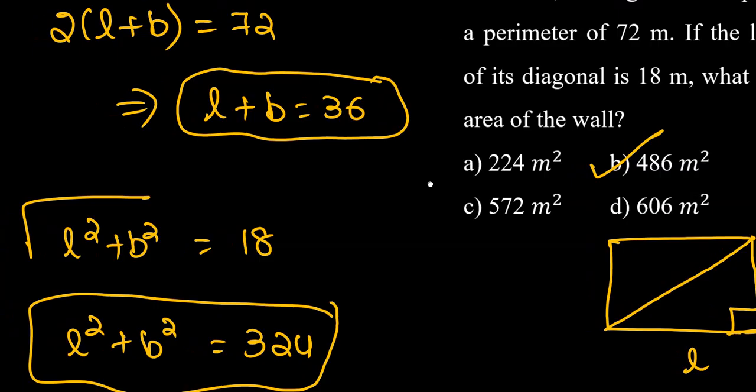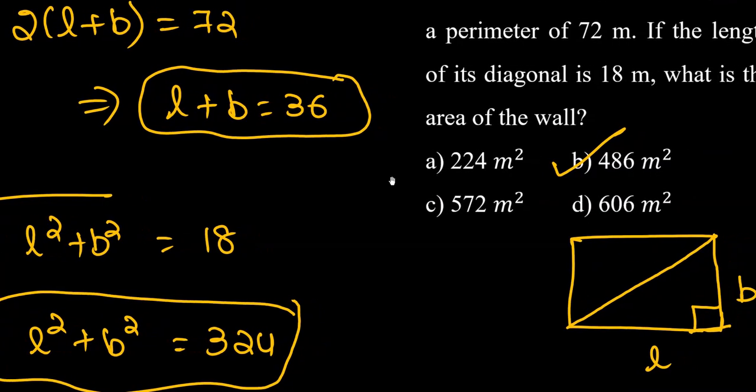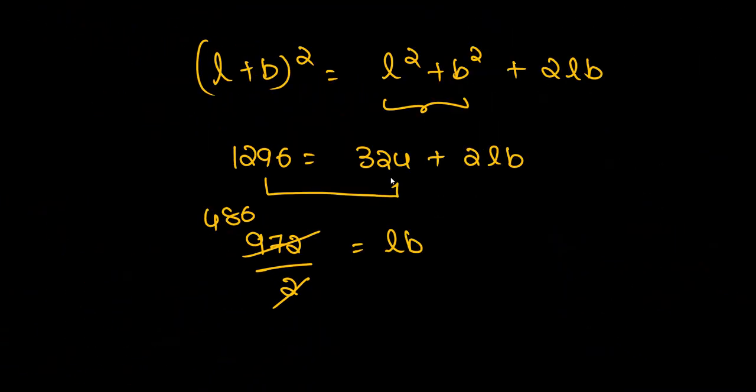L plus B is there, L square plus B square is there. We have to simplify that to calculate LB. This is the simplification part: L plus B whole square. You have to calculate LB, length into breadth.